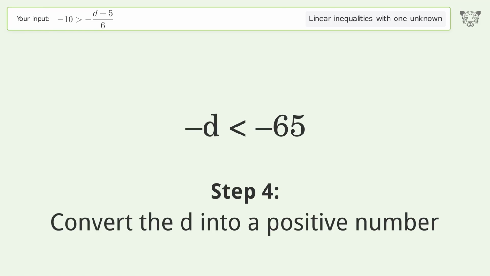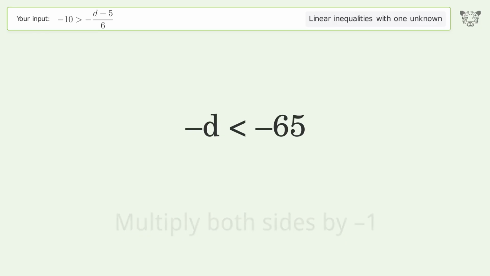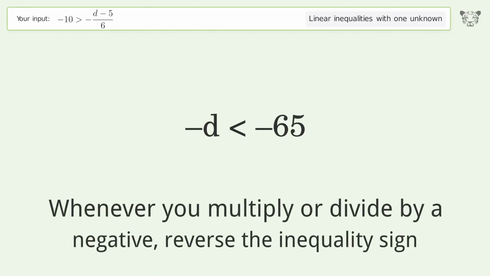Convert the d into a positive number. Multiply both sides by -1. Whenever you multiply or divide by a negative, reverse the inequality sign.